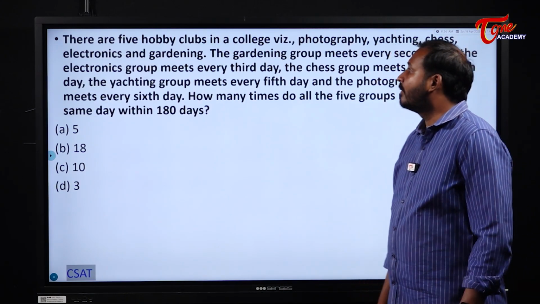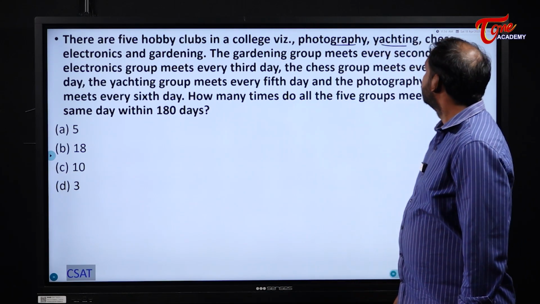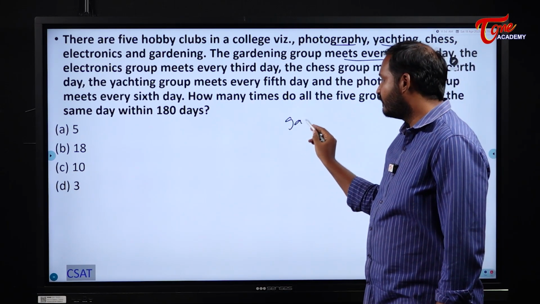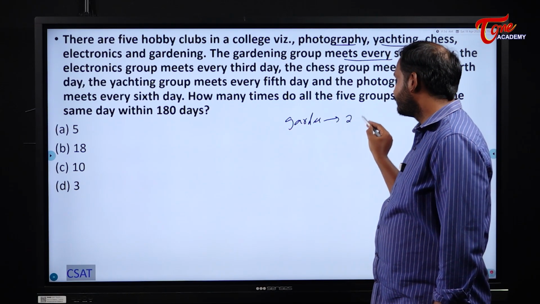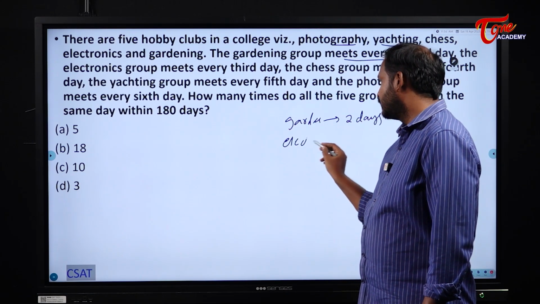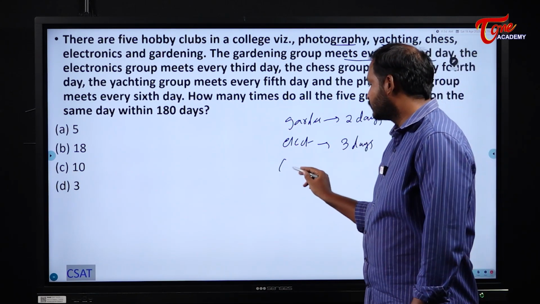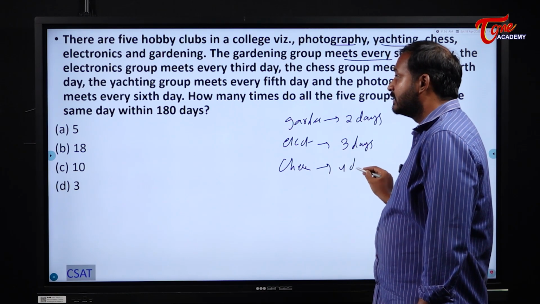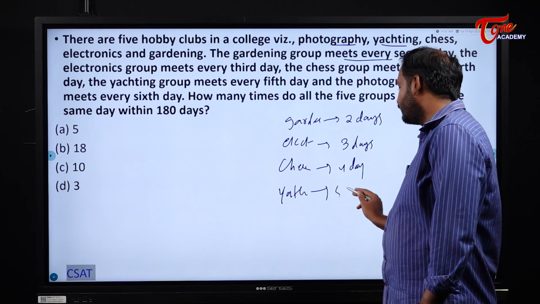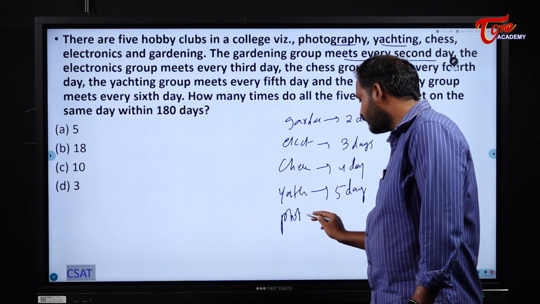Next one. There are 5 hobby clubs in a college: photography, yachting, chess, electronics and gardening. The gardening group meets every second day. Gardening, for every 2 days they will meet. Next, the electronics group meets every 3rd day. That means for every 3 days. The chess group meets every 4th day. So chess will meet for every 4 days. The yachting group meets every 5 days. And the photography group on every 6th day.